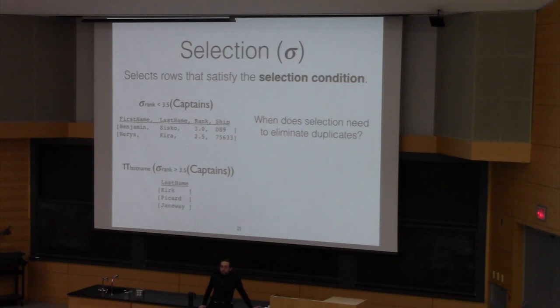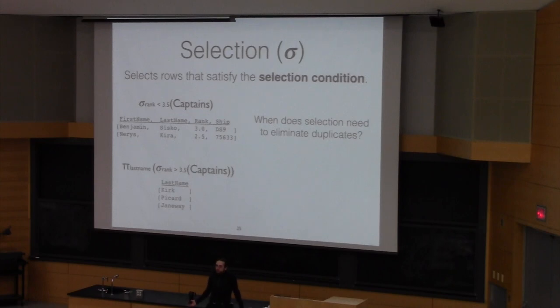Yes? What if you project rank, phi of rank? So the question is, what happens if I project a data source down, if I project the captain's relation down to rank, and I have multiple captains of rank 4? The same thing that happened with the 2.5. If I project something down, I need to eliminate duplicates if I'm working with set relational algebra.